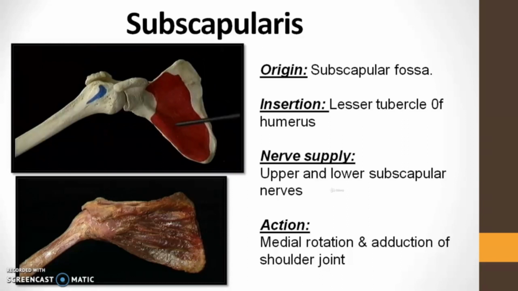scapula. So nerve supply of this muscle is by upper and lower subscapular nerves, and also action, if you are taking, it is going to cause medial rotation and adduction of the shoulder joint. So medial rotation along with adduction of shoulder joint happens by this subscapularis muscle.